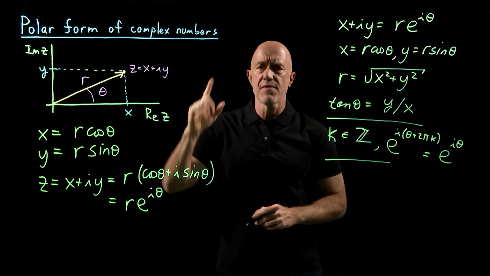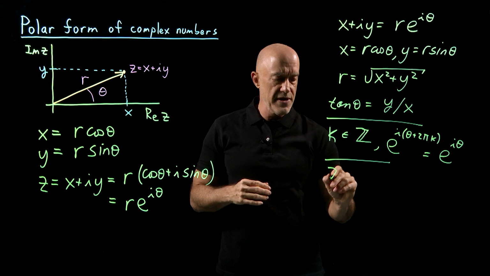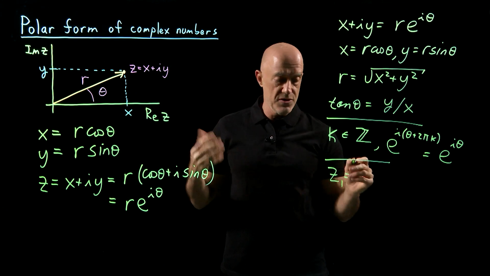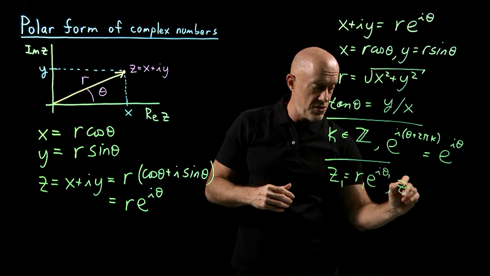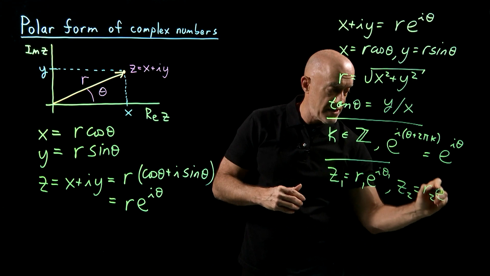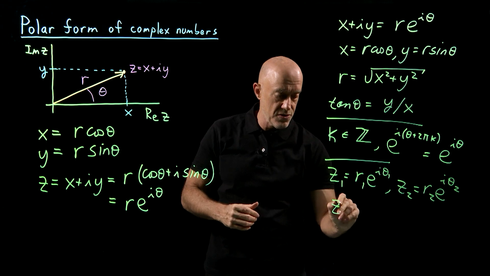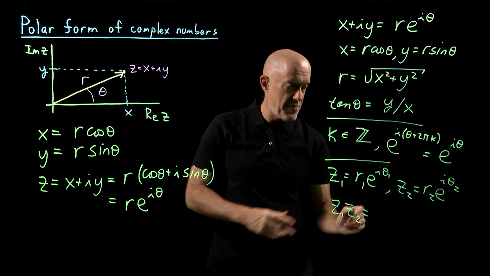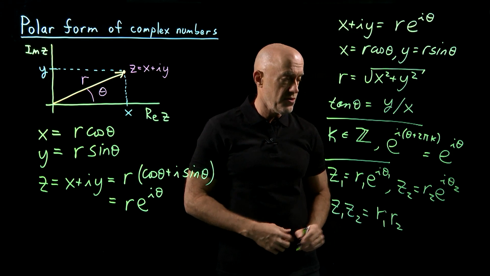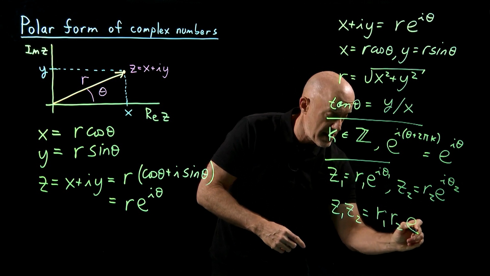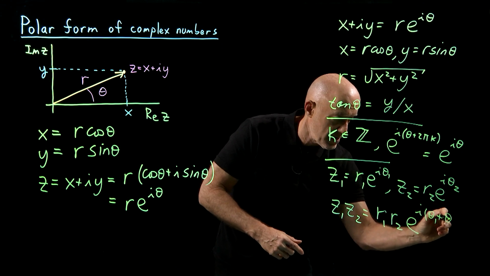Finally, the polar form of a complex number makes multiplying two complex numbers very easy. So if we have, say, z1 equals r1 e to the i theta 1, and z2 equals r2 times e to the i theta 2, then the product of z1 and z2, z1 times z2, can be obtained just by multiplying the r's, so r1 times r2, and adding the thetas because of the way the exponential function works. So e to the i theta 1 plus theta 2.